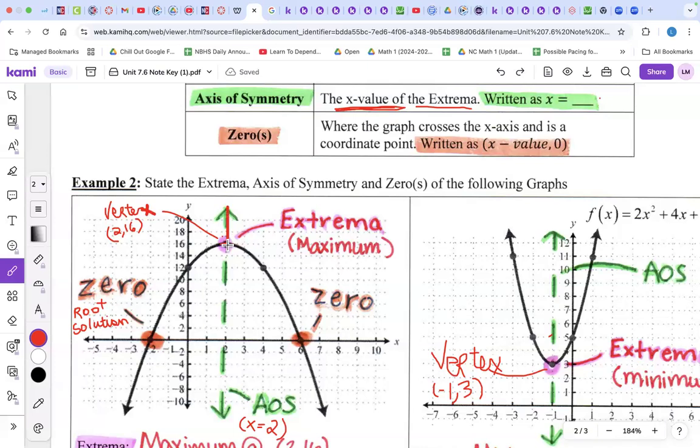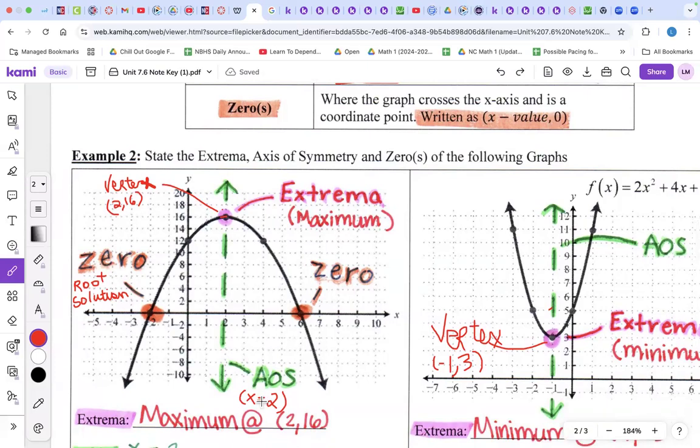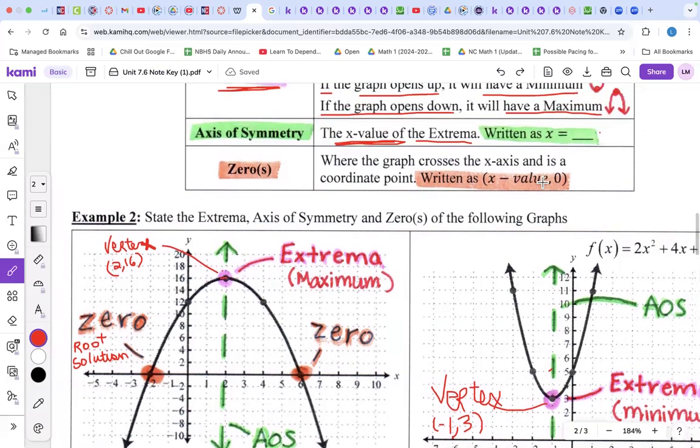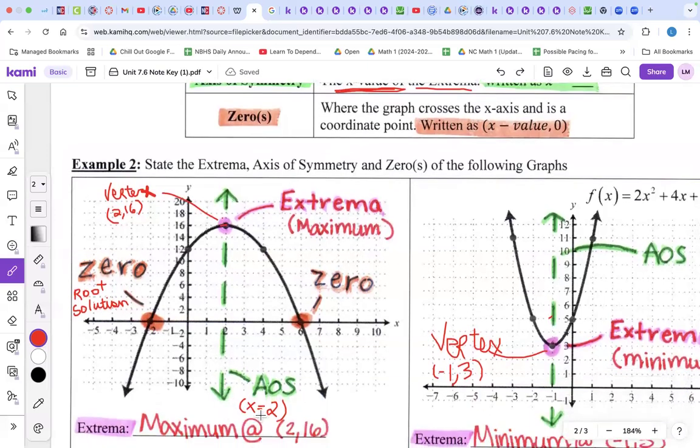So circle your zeros. Now, using a different color, let's draw a line straight through that point. And that vertical line is called your axis of symmetry. Here we use the term AOS. And where we said it's written as x equals a value, that means we write x equals whatever that number is. That's how you write your axis of symmetry. It's written as x equals, that's the green, and that means x equals 2.